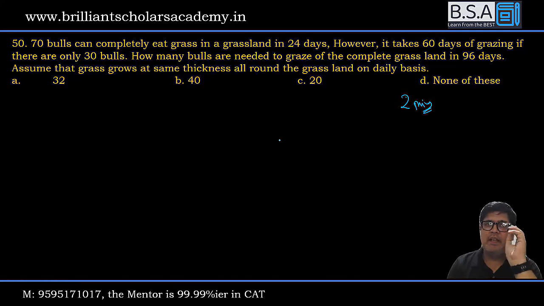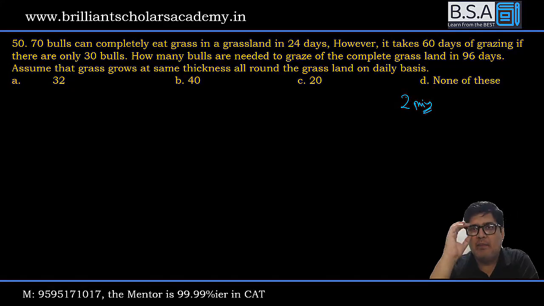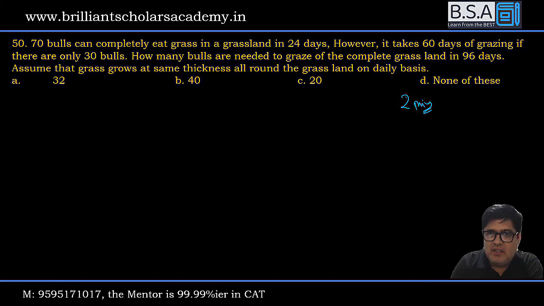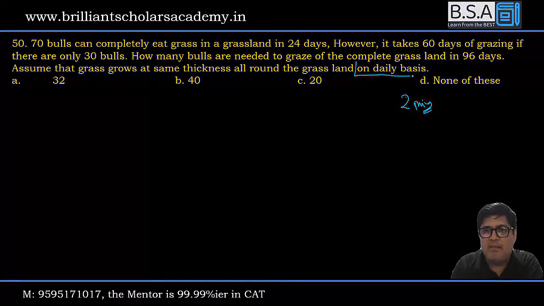70 bulls can completely eat grass in a grassland in 24 days. However, it takes 60 days of grazing if there are 30 bulls. How many bulls are needed to graze the complete grassland in 96 days? Assume that grass grows at the same thickness all around the grassland on a daily basis. This part is very important.